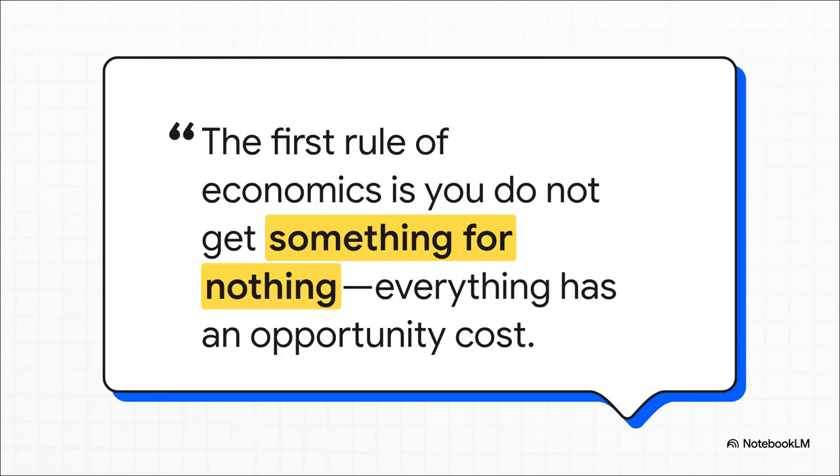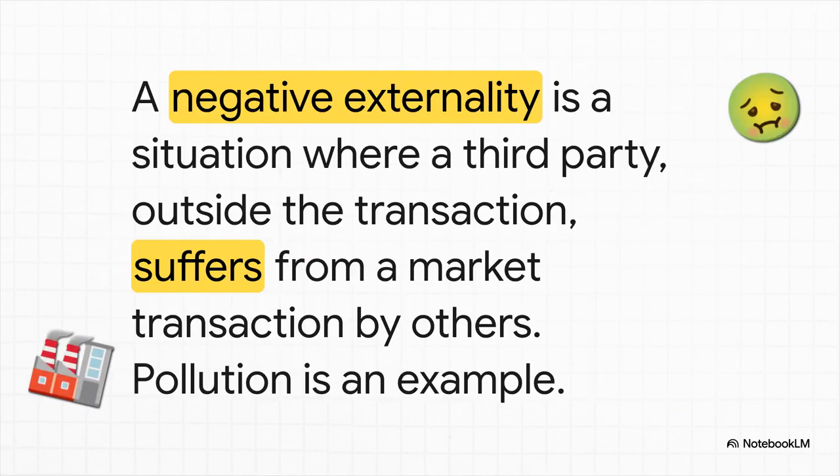So that market model is beautiful and elegant, but it works on the assumption that the price a buyer pays covers all the costs. But what happens when a transaction creates costs that spill over onto other people, people who had no say in the matter? I want you to think about a factory that's making your smartphone. The buyer pays a price, and the factory covers its costs for labor and materials. But what if that factory pollutes a nearby river? The cost of that pollution, the damage to the environment, the impact on the local community's health, that cost isn't included in the phone's price tag.